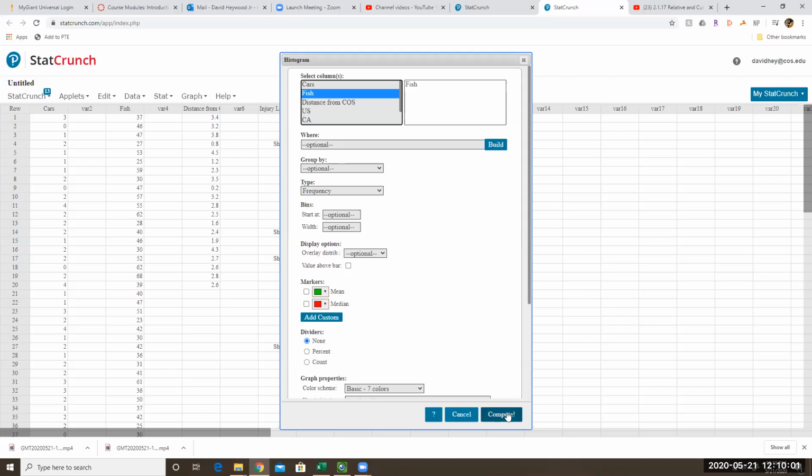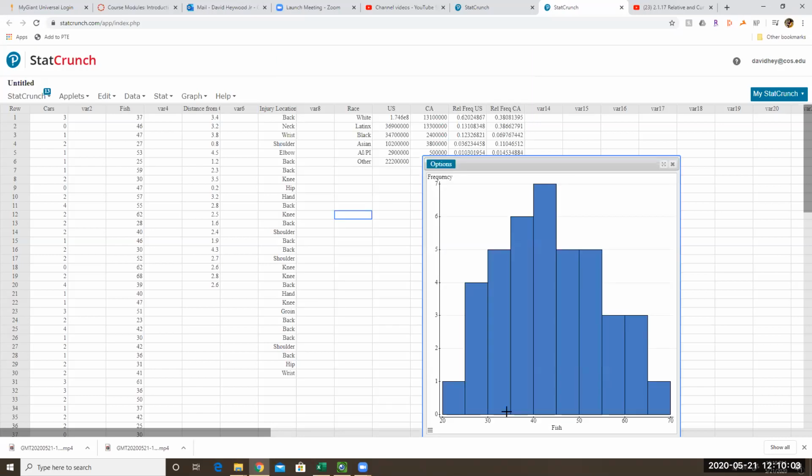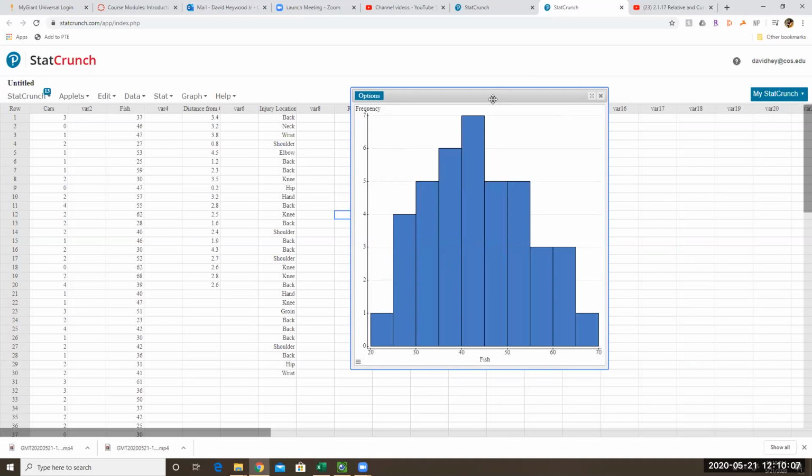So we do a frequency histogram, and then you hit compute, and it gives us the histogram that we drew together. Now what you'll notice is that when it does this histogram, it automatically makes the class width 5, and it automatically makes the class start at 20, which matches what we did together in class.